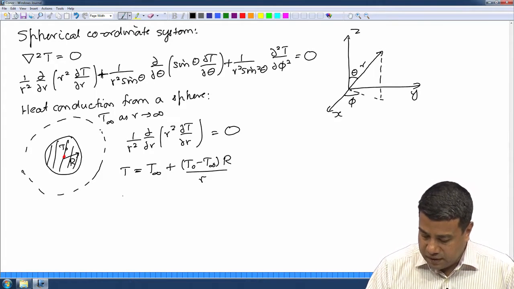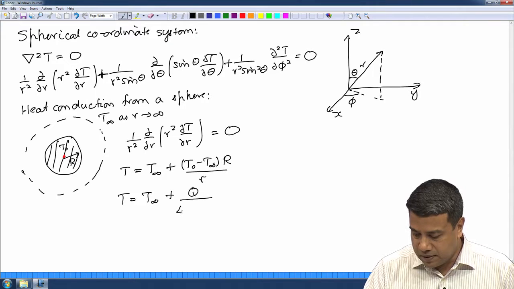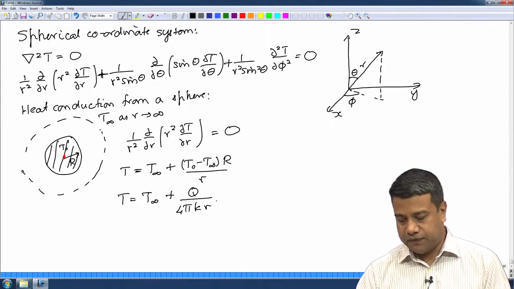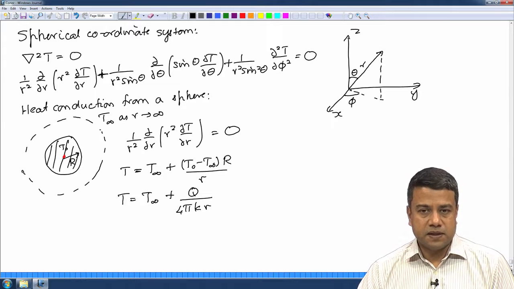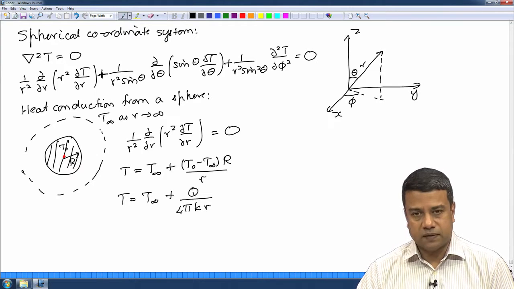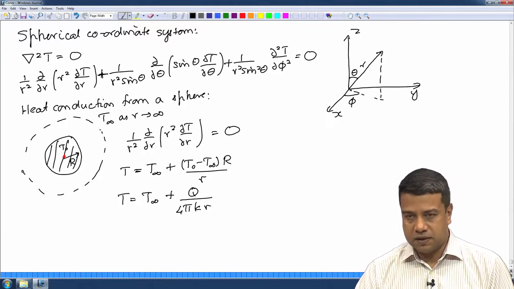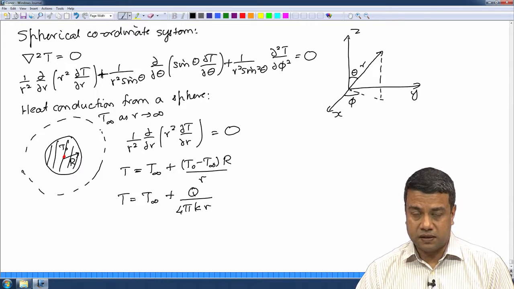Alternatively, I told you that this can be expressed as T infinity plus the total heat coming out by 4 pi k r. As I told you, when you express it in terms of the heat that is coming out of the sphere, the total heat coming out per unit time, Q, the temperature turns out to be independent of the size of the sphere. It decreases as 1 over r. So, if you are sufficiently far away, so that the radial coordinate is much larger than the sphere radius, the temperature field depends only upon the total heat generated, not upon the radius of the sphere or the flux at the surface of the sphere.